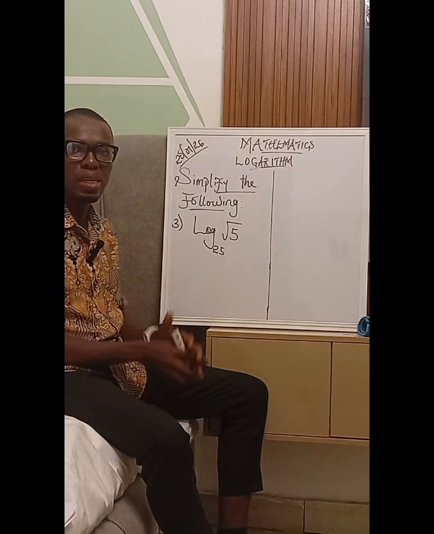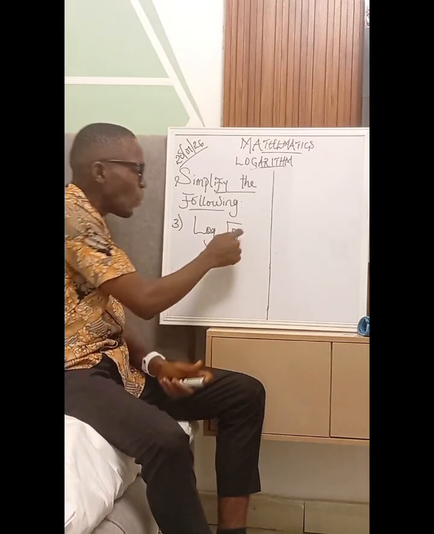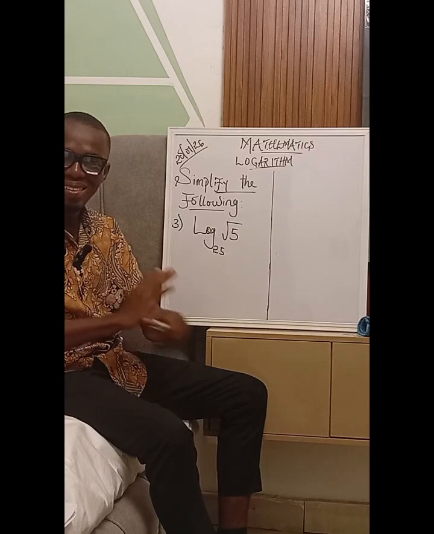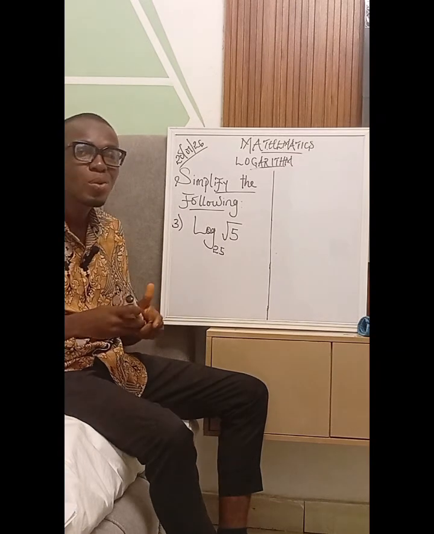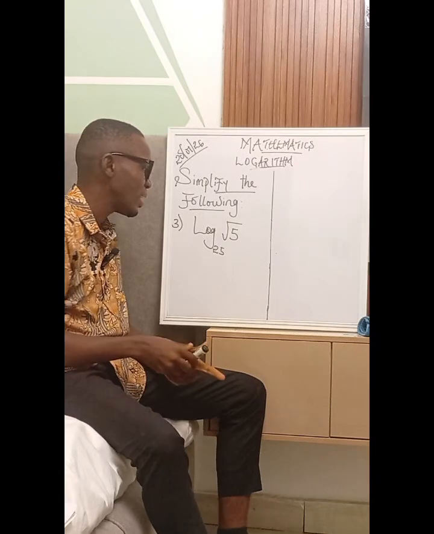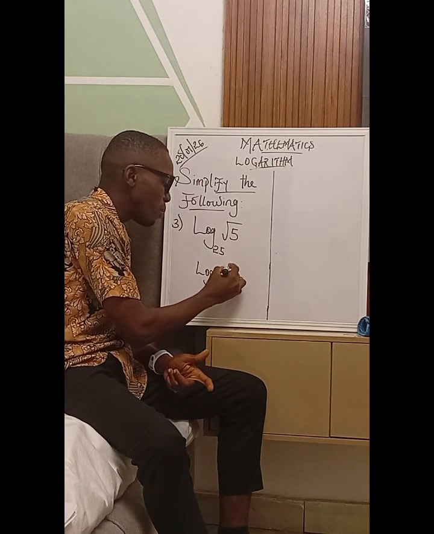Simple. You don't have to waste much time on any question given to you. Okay, now this is number 3. How do we go about this? Same way. Make the number you have here and the base equal. Just follow that pattern. That's the easiest way to go with it. And while doing that, you apply indices. That's why indices also is very important here. Now, this root 5 now becomes what? 5 raised to the power of 1 over 2.